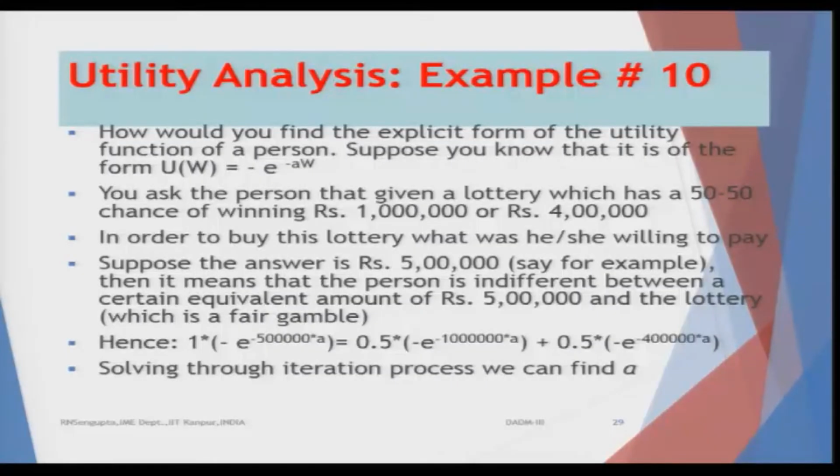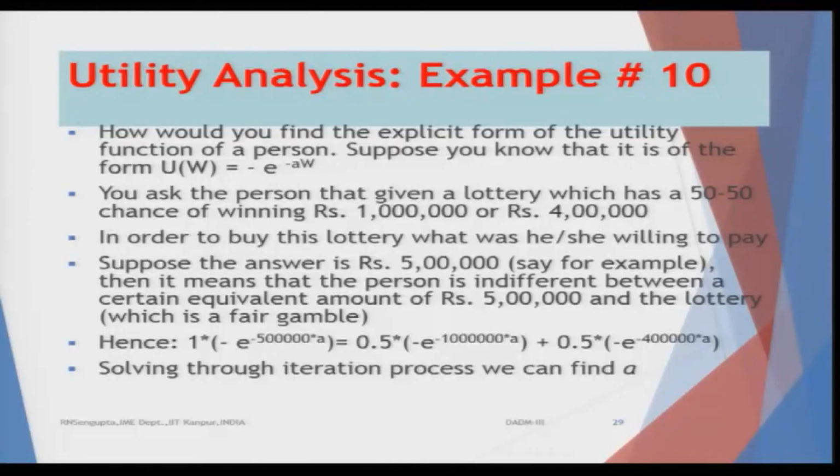Now, the next question we will try to tackle is how you would find the explicit form of the utility function of a person. Suppose you know that it is of the form u(w) is equal to the exponential function, minus a e to the power minus a w. So, you will keep asking the person. You know his or her utility function, but you do not know the parameter a, which you have to find out.